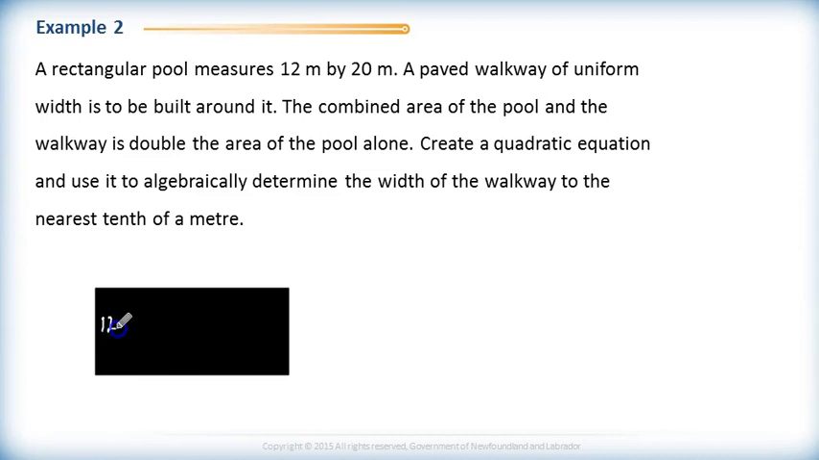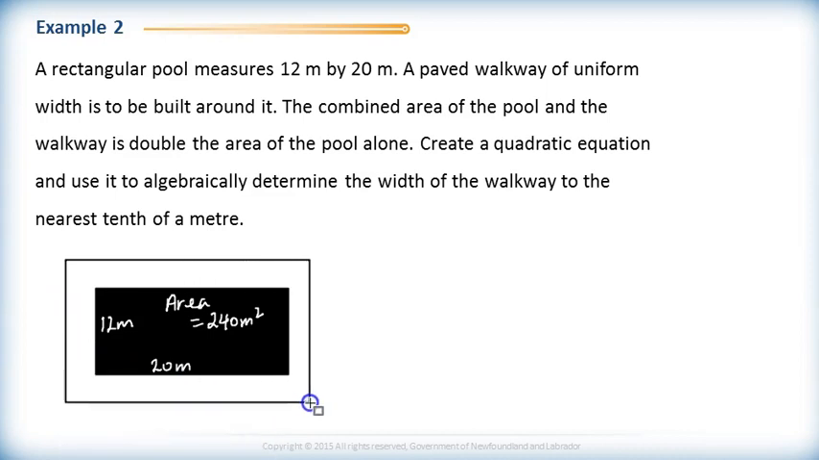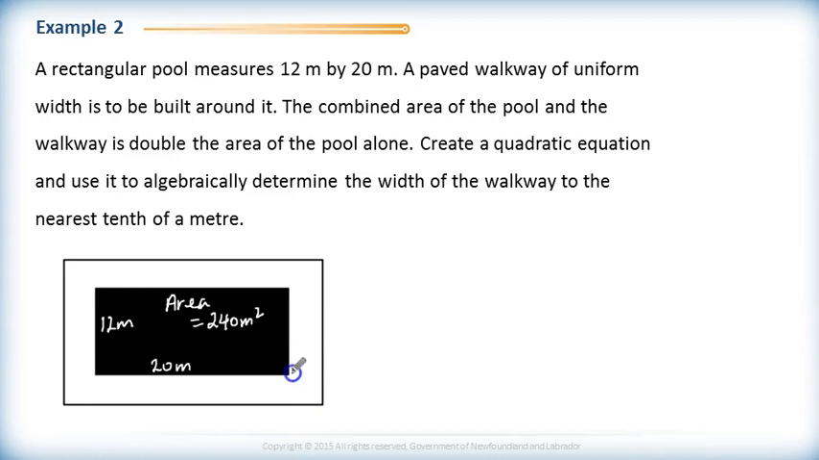That's 12 meters by 20 meters. Its area is 12 times 20, which is 240 meters squared. We need that figure in a moment. Next, we're told that there will be a paved walkway of uniform width around it, so I'll represent that with an outer rectangle. The width of that walkway is uniform, so it's x meters wide all the way around.